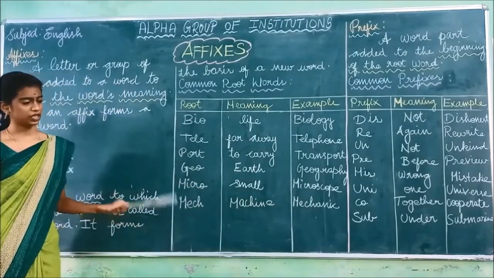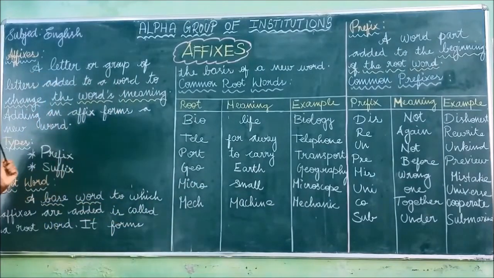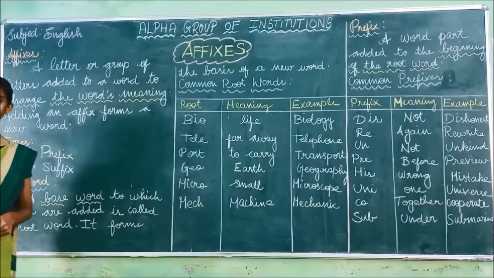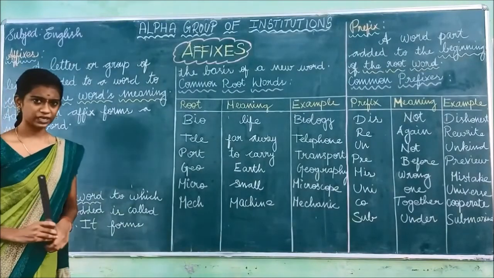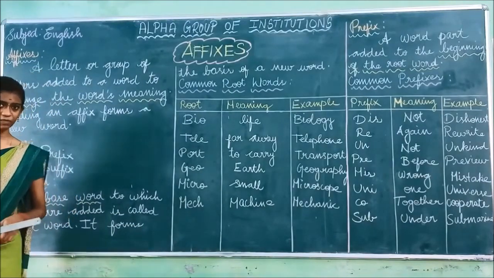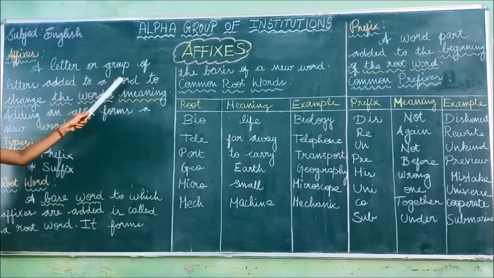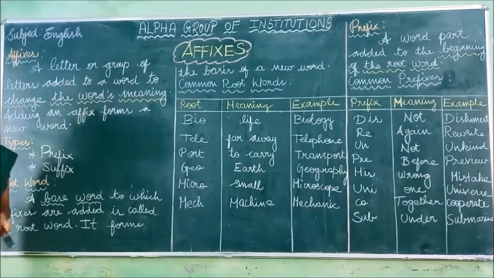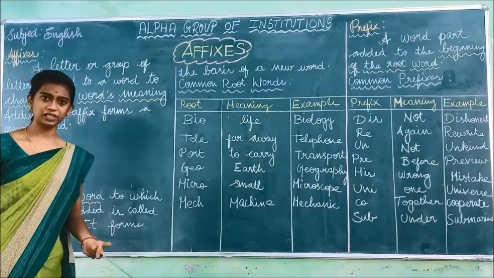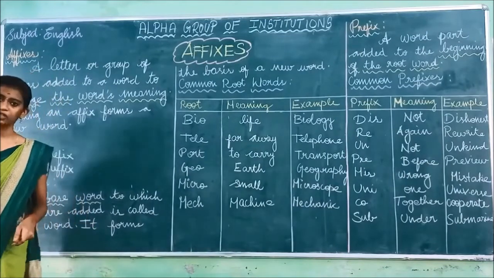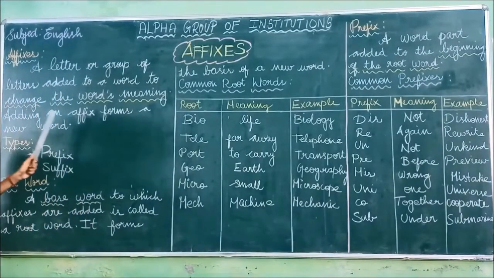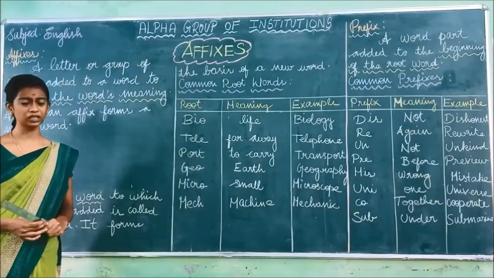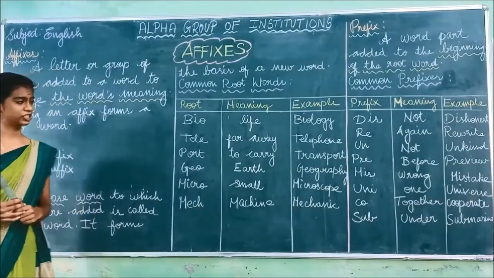Have you understood this? Shall we recall from the first? Okay. So what have we seen first? The meaning of affixes. So what is meant by affixes? An affix is a letter or a group of letters added to a word to change the word's meaning. We have to add either a single letter or a group of letters to change the meaning of the word. Adding an affix forms a new word. So when we add the letters, the meaning has to change.